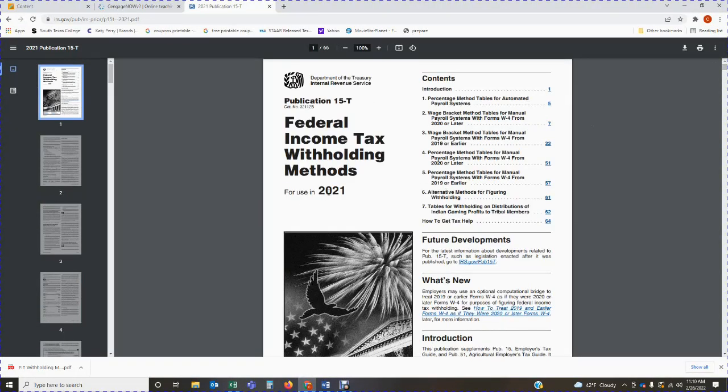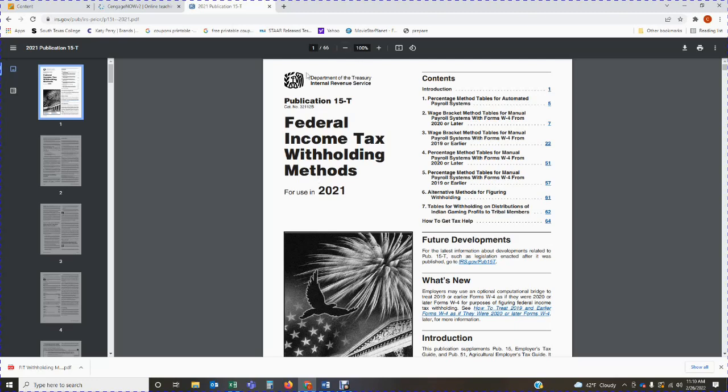I went online and downloaded Publication 15T. This is the federal income tax withholding methods for use in 2021. As explained in your textbook, we are using the 2021 tax rates because, due to publication deadlines, the 2022 tax tables were not finalized yet. Even though we have the 2022 edition, we are usually a year behind because of when the IRS publishes those tables.